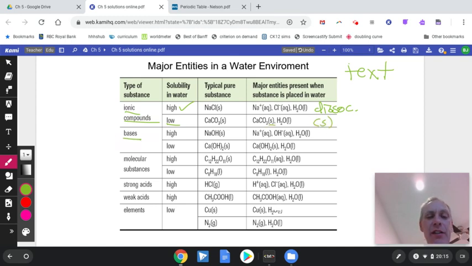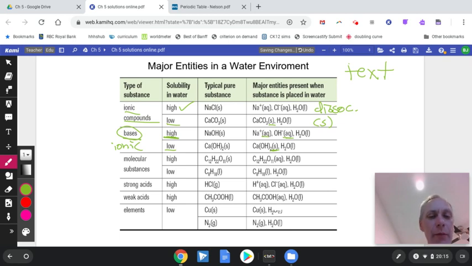Bases are also ionic compounds, so they follow the same rules. High solubility, they dissociate into their ions. Low solubility, they stay as a solid. So bases are ionic compounds that just happen to have a basic property. They turn litmus paper blue.